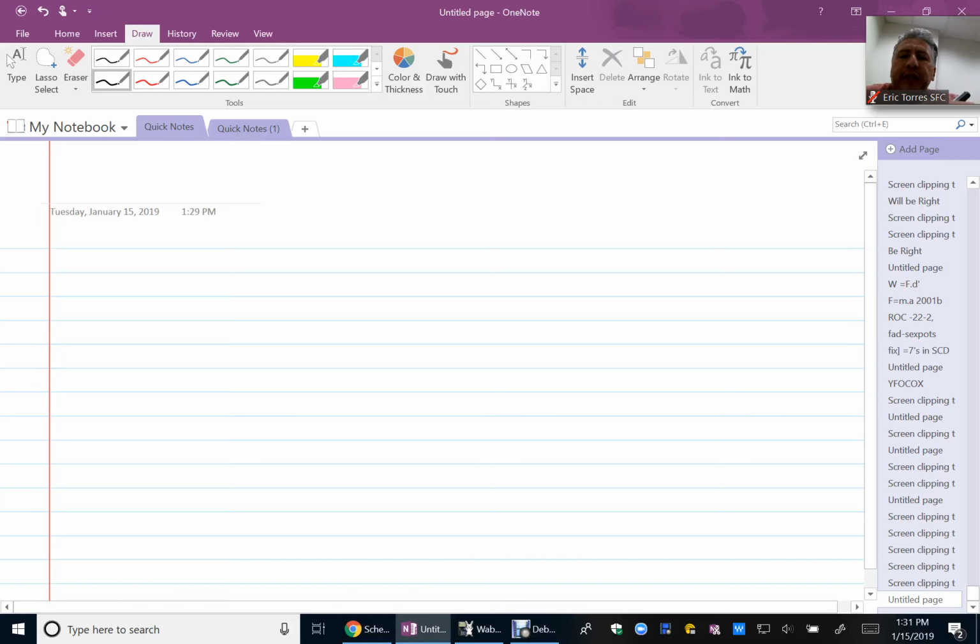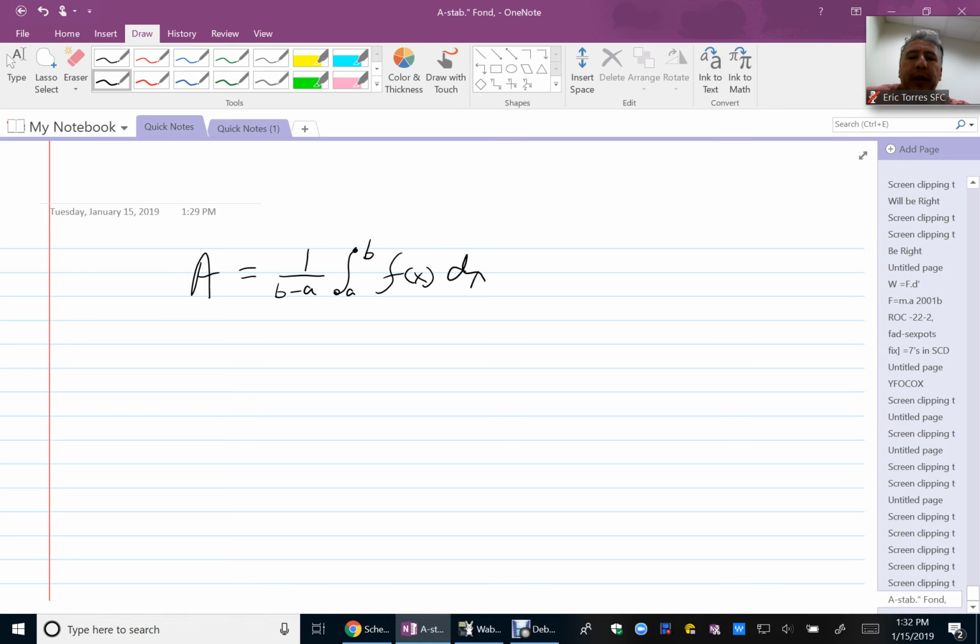Okay, the average value of a function. It's basically a formula, and we're looking at the average value of a function from a to b, which is actually simply the integral of the function from a to b over the fraction b minus a. So what is useful about this information?